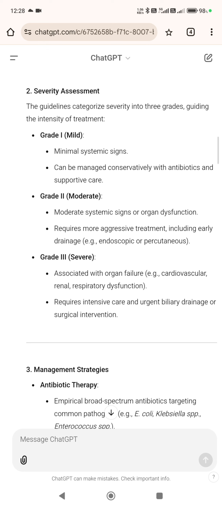Grade 3, severe, associated with organ failure, e.g., cardiovascular, renal, respiratory dysfunction. Requires intensive care and urgent biliary drainage or surgical intervention.